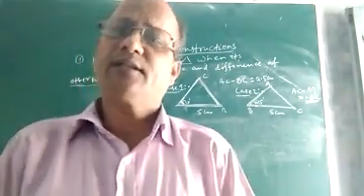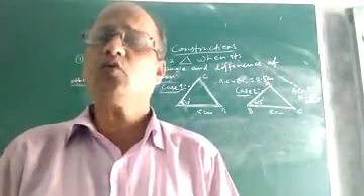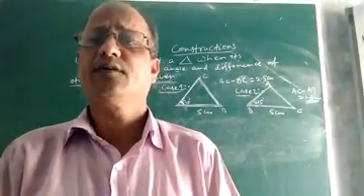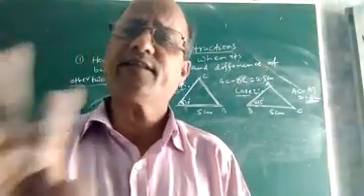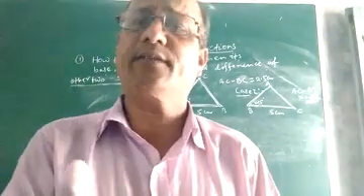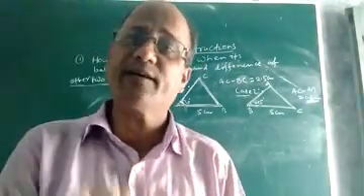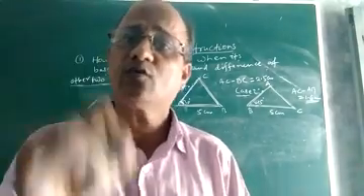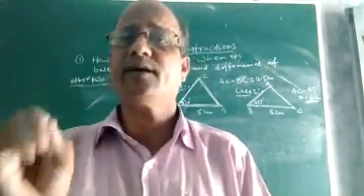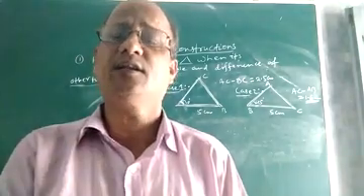Children, in the last class we discussed how to construct a triangle if its base is given. Any side can be taken as the base. Suppose you are given the base, one base angle and the sum of the other two sides. How to construct the triangle and how to justify it was discussed by me in the last class in detail.